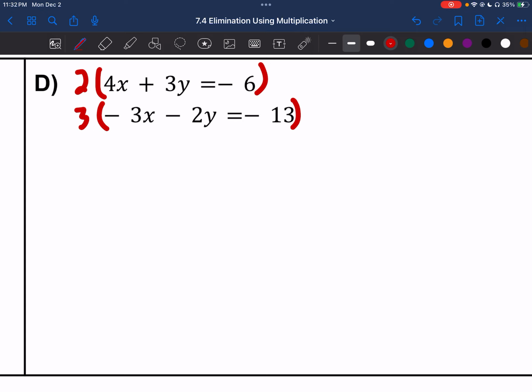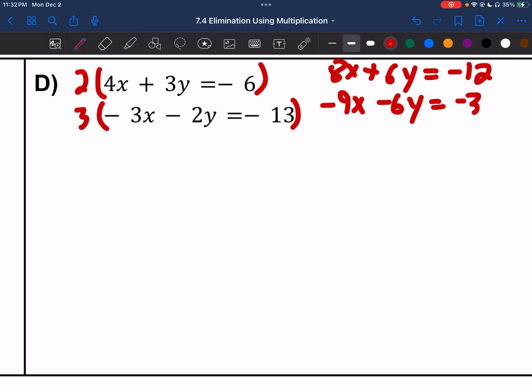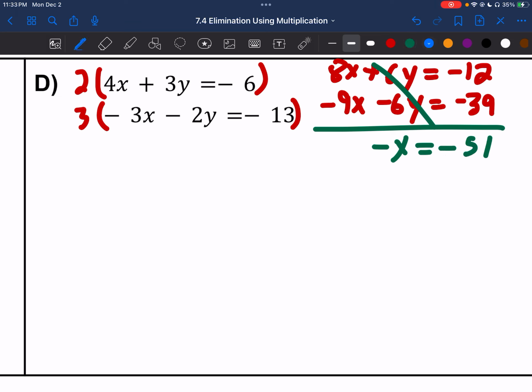So 2 times 4x is 8x, plus 6y, and that's going to be equal to negative 12. My second equation, we're going to get negative 9x minus 6y is equal to negative 39. Now we add these together. 6y, negative 6y cancel out. We get negative x is equal to negative 51, which we divide by negative 1. x is equal to positive 51.